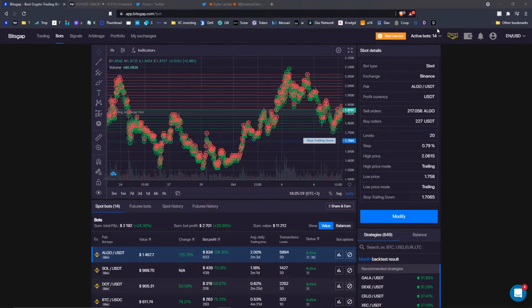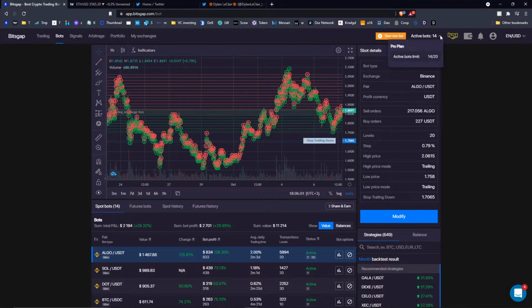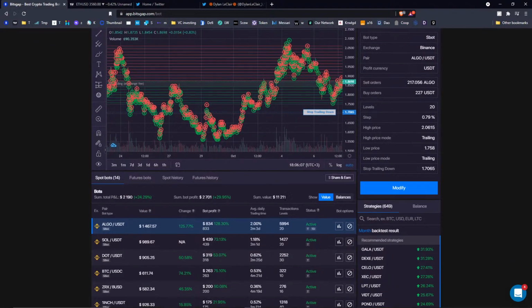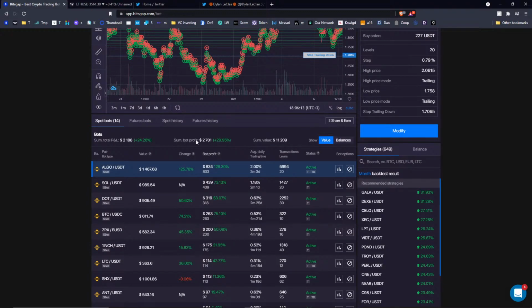Okay, and of course the Pro subscription is now not limited to 15 bots, but you can now have up to 20 bots. So for example, in my case, I now have 14 out of 20 bots trading for me with a total value of $11,200 locked in these trading strategies. And so far it's been doing just great. So far $2,700 just in pure bot profit.